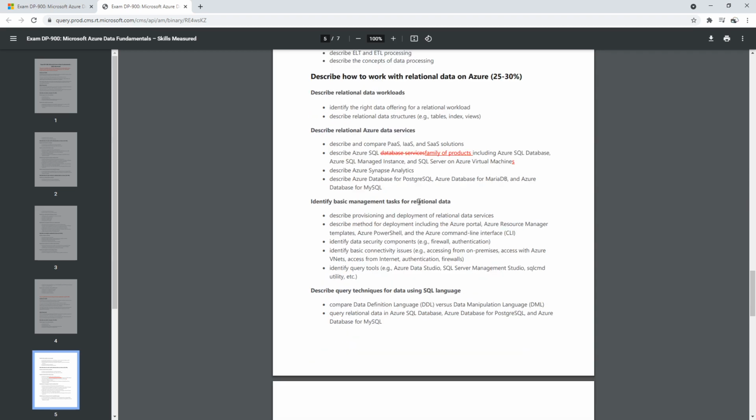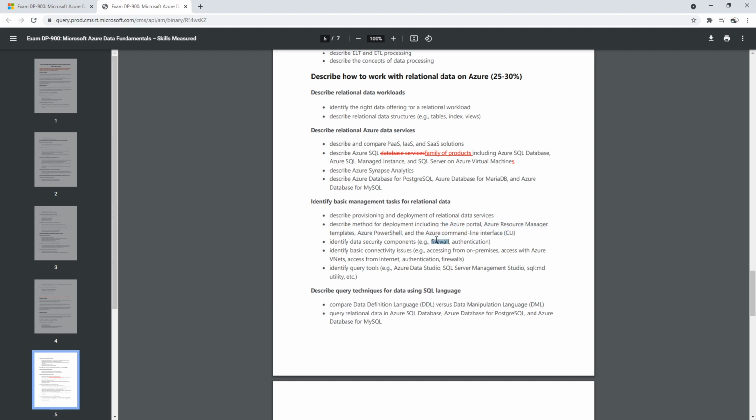So then we have relational data. So provisioning deployment of relational data, deployment with the portal, Azure's resource templates, PowerShell, CLI. You know what? I don't ever see these on the exam, you know? But they have this in here, okay?